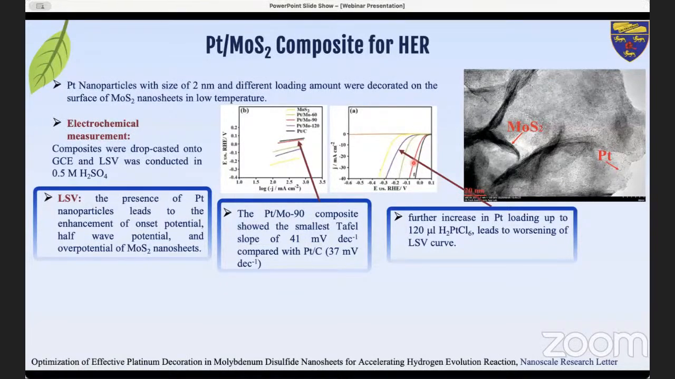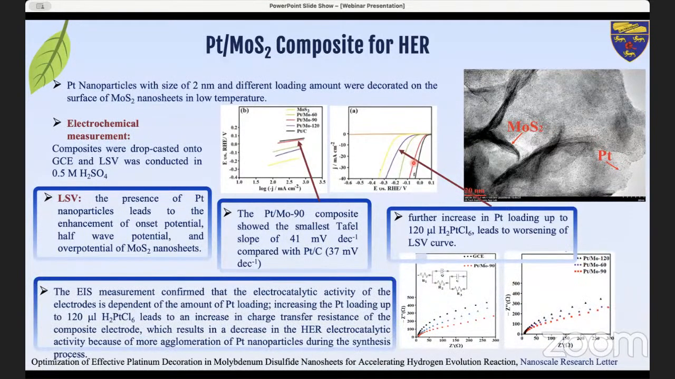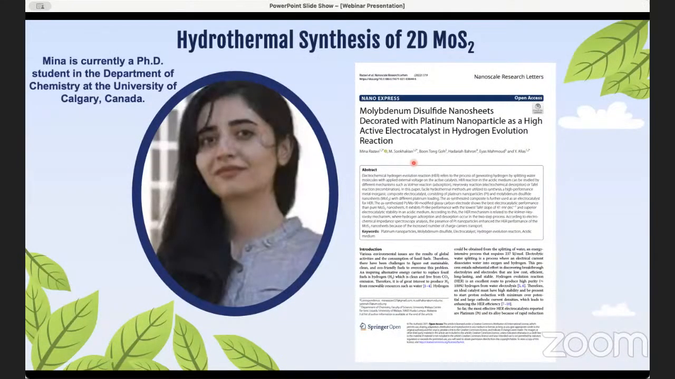So she concluded that if we increase the amount of platinum on the surface of molybdenum disulfide, maybe this extra amount of platinum leads to agglomeration of the platinum, and the conductivity may decrease, or the size of some nanoparticles increases and affects the electrocatalytic activity. Then she tested using EIS, and she observed that the conductivity changes in relation to the amount of platinum content. So she succeeded to publish her research in Nanoscale Research Letters. I think this is Q1, impact around 5.